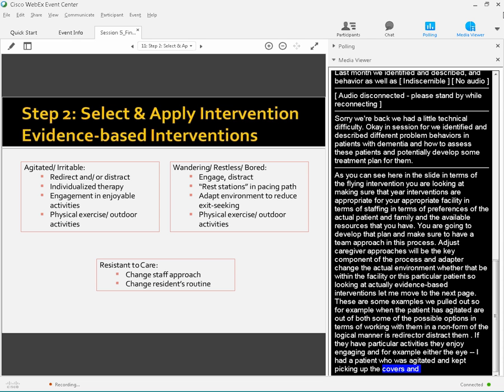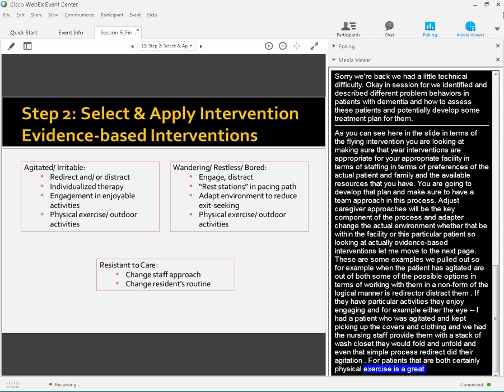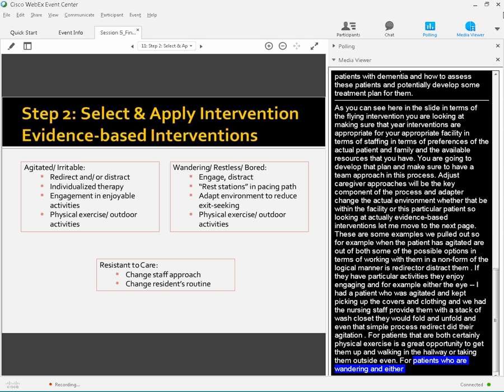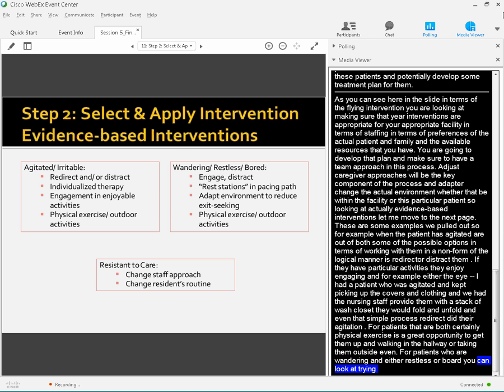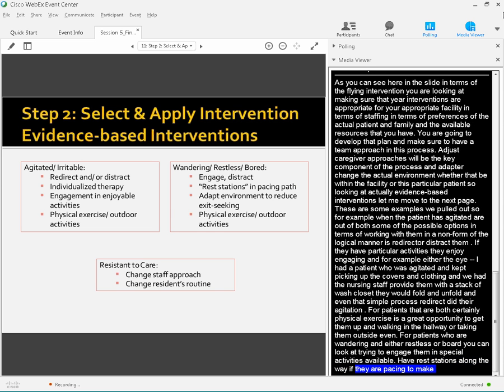For patients that are able, certainly physical exercise is a great opportunity to get them out walking in the hallway or taking them outside even. For patients who are wandering and either restless or bored, you can certainly look at trying to engage them in social activities that are available. Have rest stations along the way if they're pacing, just to make sure that they actually have the option of sitting down when they need to. And again, taking them outside is an excellent opportunity if that's a possibility.